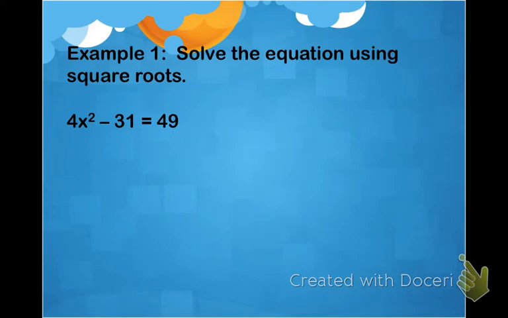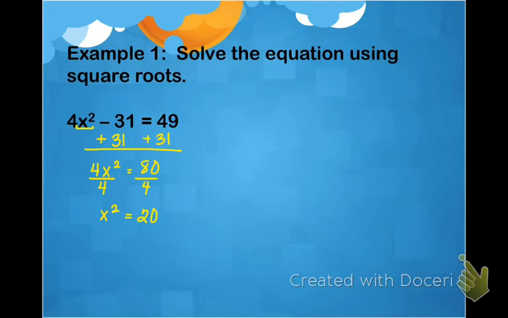Alright, so here is an example of using square roots to solve an equation. So step 1, again, is to get the squared term by itself. That is going to be x squared in this case. We're going to follow the same steps that we would for any other equation. So my first step is going to be to add 31 to both sides. That gives me 4x squared is equal to 80. And then I need to divide by 4 to get that x squared by itself. So now I have x squared equals 20. My squared term has been isolated.